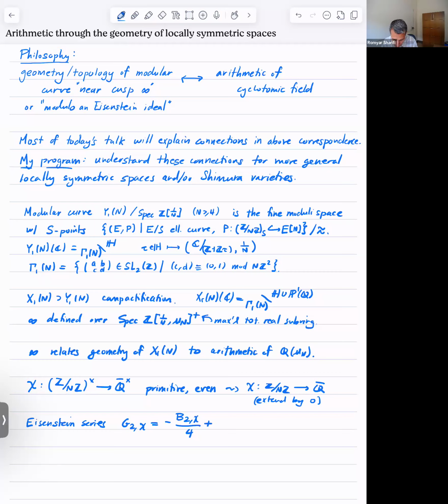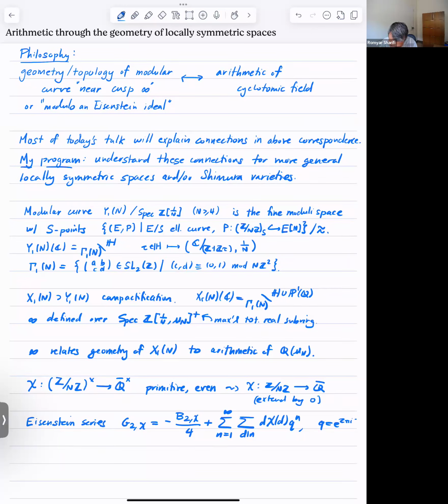So it's some generalized Bernoulli number over -4, plus the sum over n equal 1 to infinity, d dividing n. I'm giving its Fourier expansion. So this is some function on the complex upper half plane where q is e^{2πiz}. And this is a weight 2, level n modular form with Nebentypus, or character, chi.